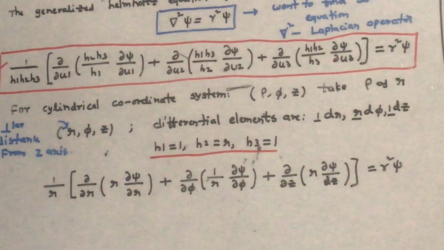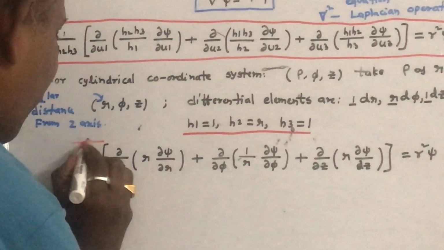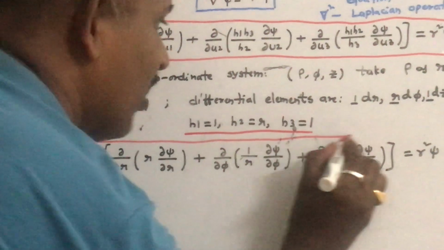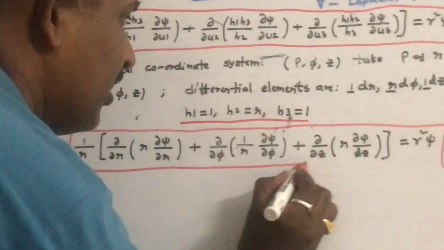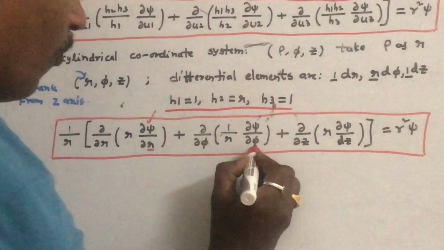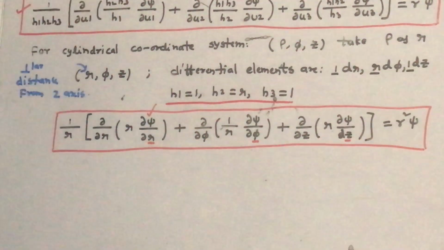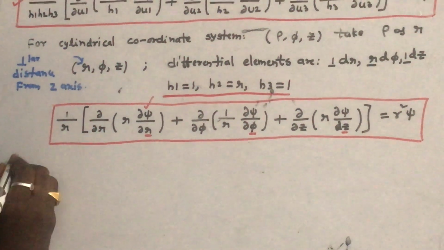So this is the expression. So this is the partial differential equation, where psi is a function of r, phi, z. Therefore, the solution of psi by variable separable method.